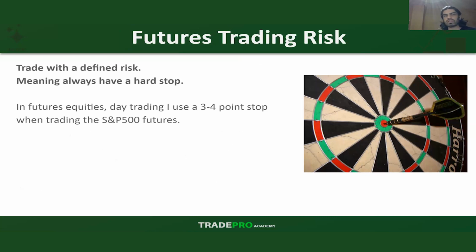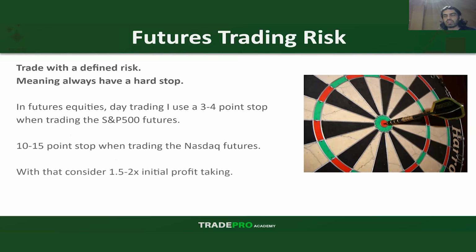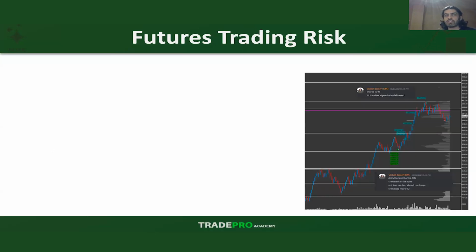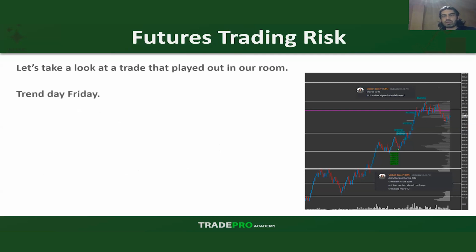In futures equities trading, day trading, I use a 3 to 4 point stop generally when trading the S&P 500 futures, 10 to 15 points when I trade NASDAQ futures. And then my initial take profit is about 1.5 to 2 times the risk that I take. So if I take a 3-point stop on S&P 500 futures, 6 points is my first target, and then I try to scale out at higher areas or better areas. So let's take a look at a trade that played out in the room.